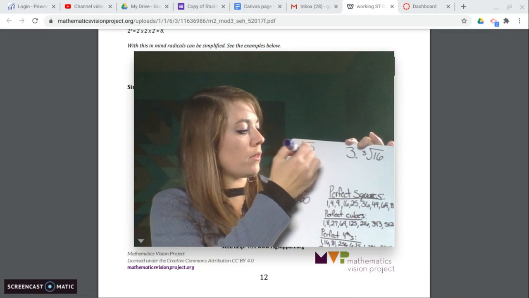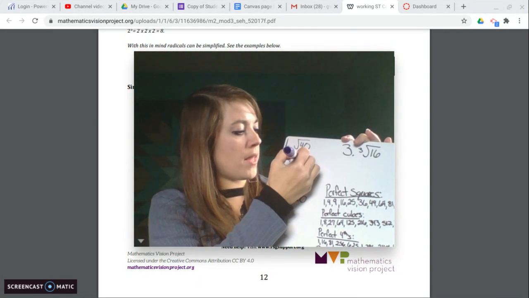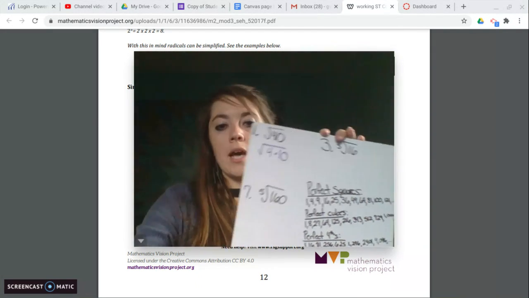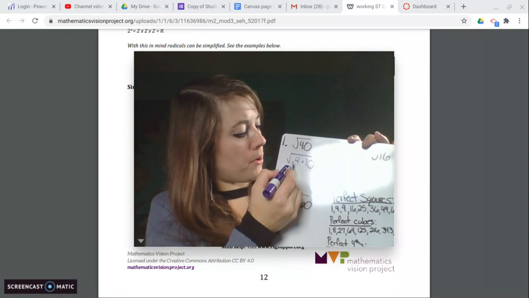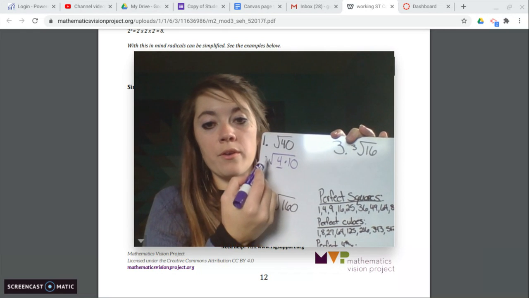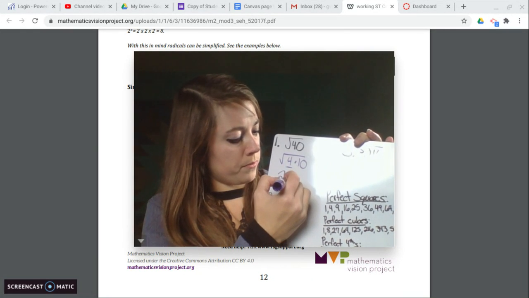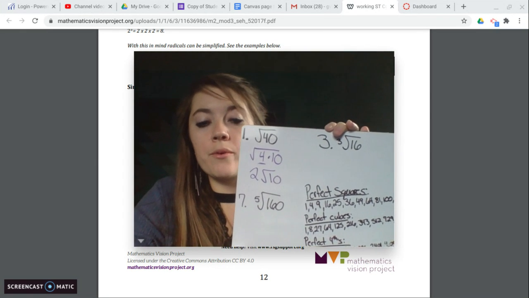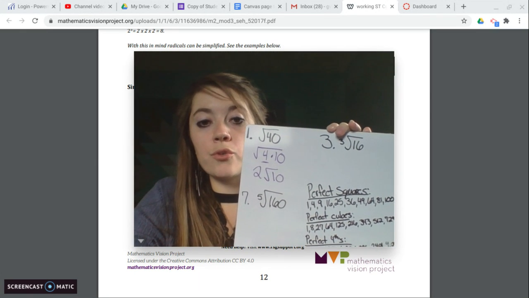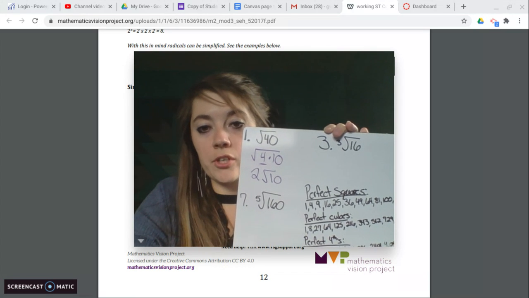So square root of 40 is the same thing as square root of 4 times 10. Now, we can take the square root of 4. Square root of 4 is 2, and we're left with 10. So our answer, the square root of 40, is the same thing as 2 root 10. So this is the simplified version.